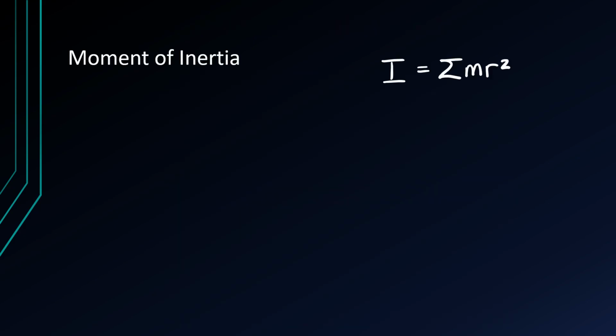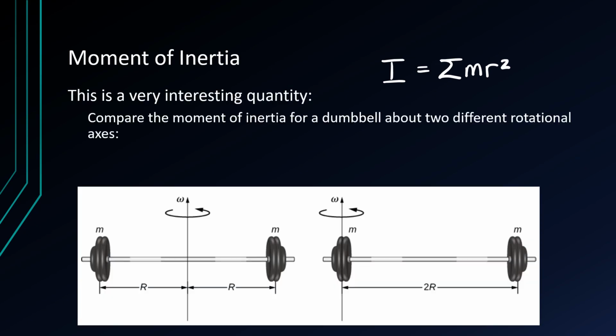So, moment of inertia, the most basic definition of the moment of inertia is the summation of masses times their distance from the axis of rotation squared. That's my R, my radius, the distance from the axis of rotation. So it's an interesting quantity, right?